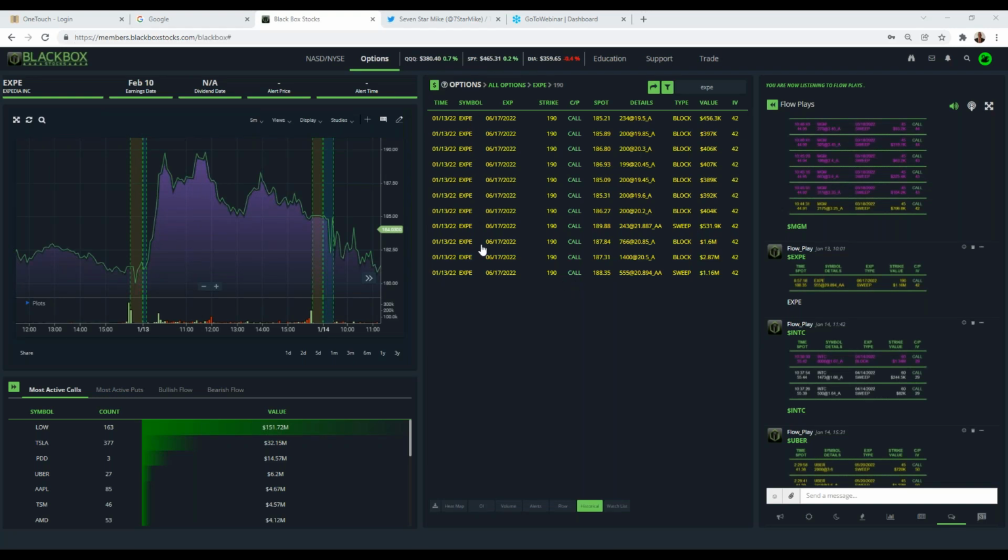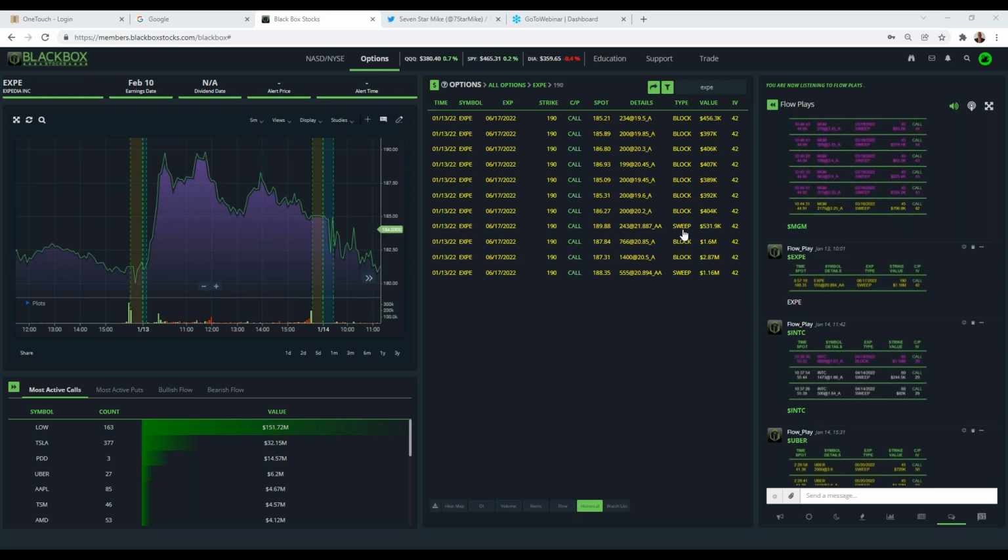So here is the flow that came in, now that you guys can see what I'm talking about. Here's the flow that came in on that date, the 13th, which was Thursday. It started off with that $20 contract. They paid $1.1 million, and they just kept hitting it that morning. Then they came in with a block of $2.87 million, $1.6 million, another half a million. They just kept buying large dollar amounts.